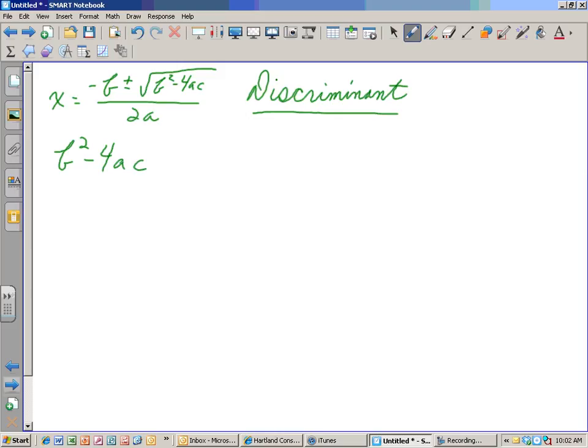Okay, so what's inside that square root, if it is positive, in other words, if this is greater than 0, that's all the ones that you guys had yesterday, right, when you had to do the quadratic formula. If it's a positive number underneath the square root sign, then, as you saw from yesterday's work, there are two solutions.